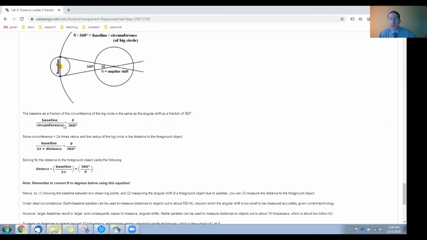So for circumference, we substitute 2 pi times the distance, we solve for distance, and then to calculate the distance to the object, you just need to know the baseline, the distance between the two observing points, and the angular shift, which you have to remember to convert to degrees.